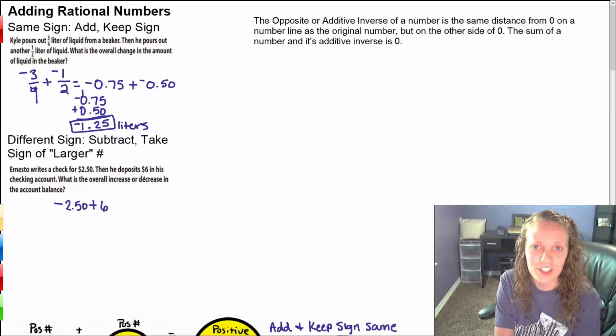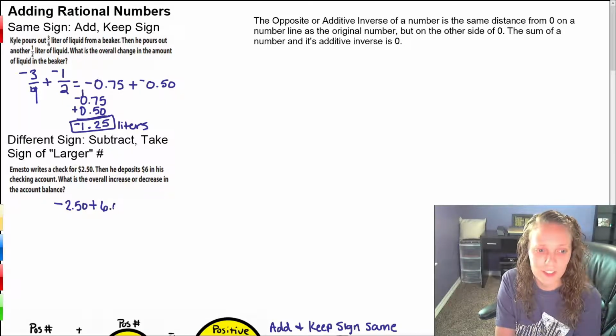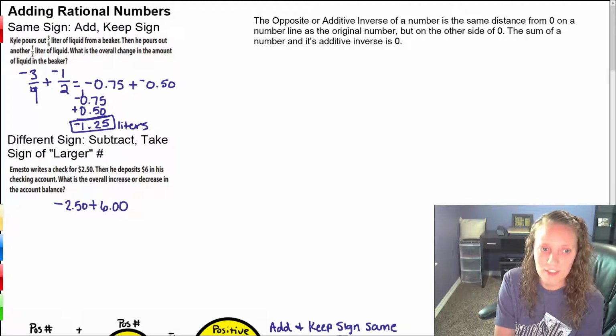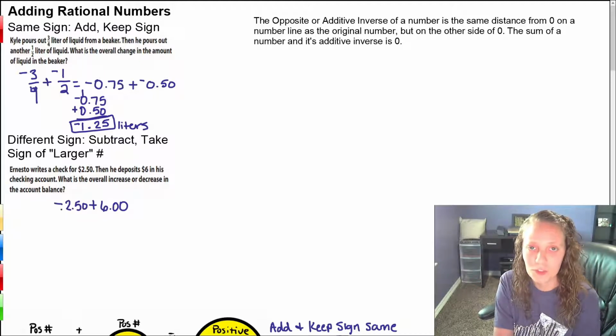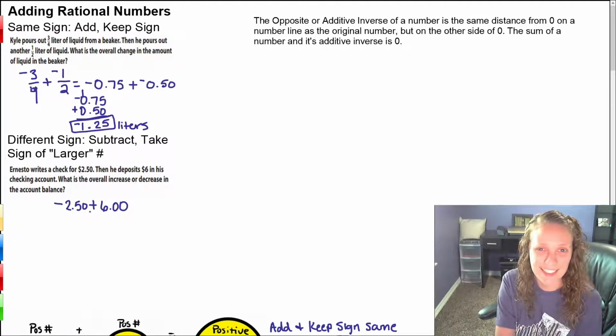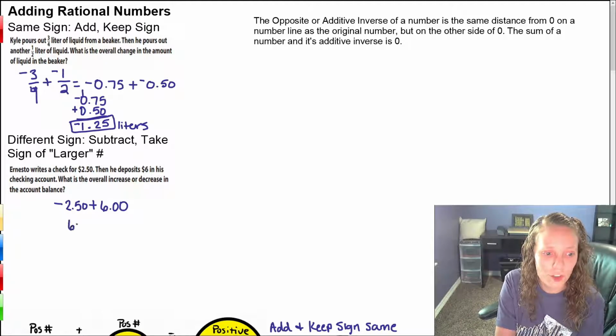Now I want to change that 6 to 6.00 just to make it look like money. I'm noticing I have a negative and a positive, so we are going to subtract. I'm not going to do 2.50 minus 6. I need the larger number on top. So I'm going to put the 6 on top and the 2.50 on bottom.